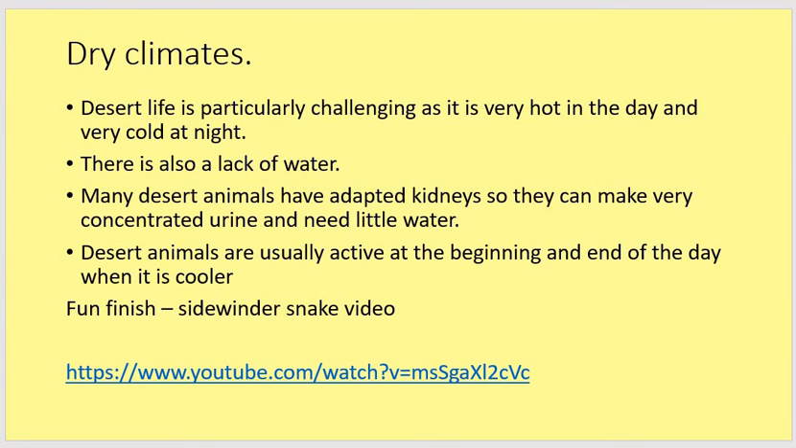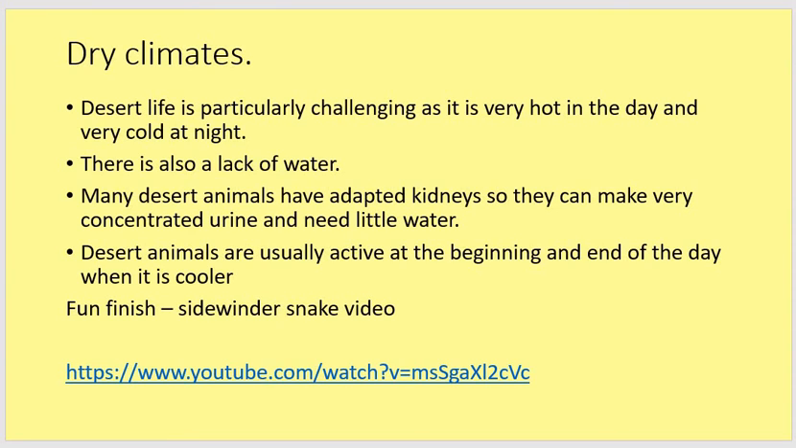Finally, dry climates. Deserts are very challenging because they're dry, but they're also very hot in the day and very cold at night. I know the fact it was cold at night surprised some of you when we started this topic. They lack water, and so desert animals have adaptations. This is where the functional ones come in.